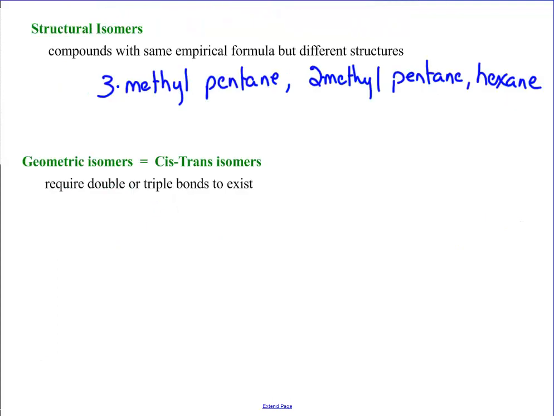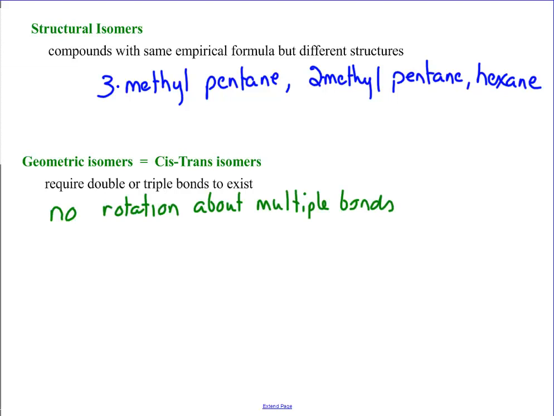Geometric isomers are a little bit more interesting. Geometric isomers are sometimes referred to as cis-trans isomers, and they require double bonds. The reason that they require double bonds is you can have rotation around a single bond. You do not have rotation around multiple bonds. The fact that there's no rotation means that I can have things positioned opposite to each other and they are different. I'll show you what I mean in a minute.